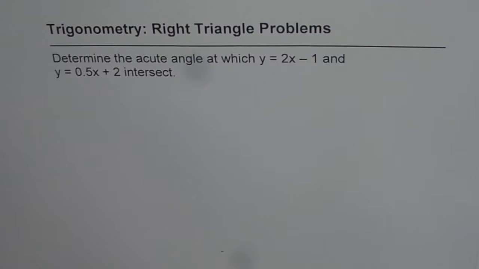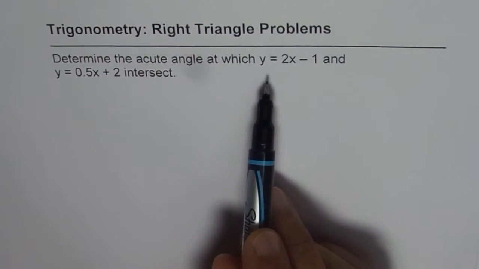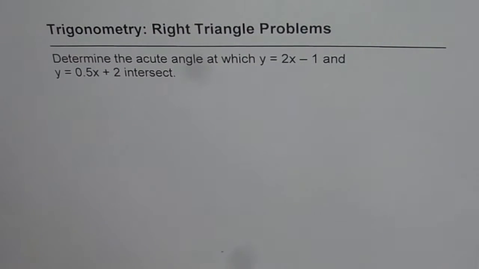I'm Anil Kumar, sharing with you an interesting question to solve using trigonometric ratios. Determine the acute angle at which y equals 2x minus 1 and y equals 0.5x plus 2 intersect. I'll show you two different ways this problem can be solved.